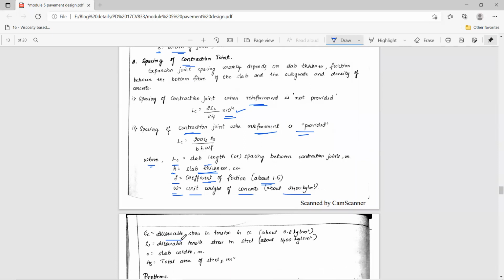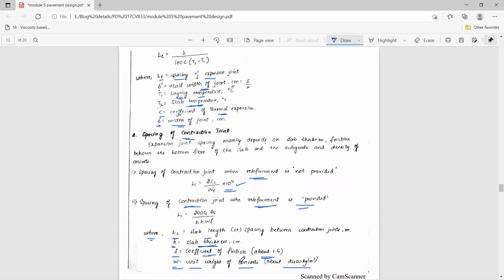Then S_c is allowable stress in tension in cement concrete. It's about 0.8 kg per centimeter square. And S_s is allowable tensile stress in steel. It's about 1400 kg per centimeter square. And B is slab width, and A_s is total area of the steel.